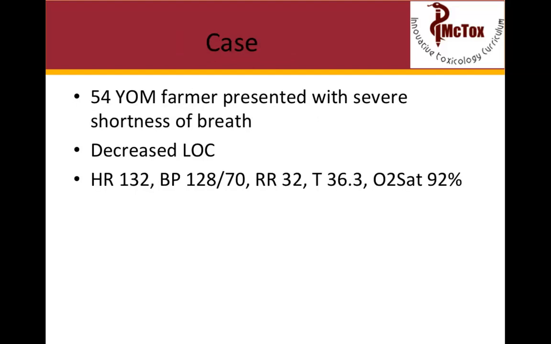Starting with a case, we have a 54-year-old male farmer who presents to the emergency department with severe shortness of breath and altered mental status. On initial examination, he's found to have a depressed level of consciousness, and his vital signs are as follows: heart rate 132, blood pressure 128/70, respiratory rate 32, temperature 36.3 degrees Celsius, and oxygen saturation 92% on room air.